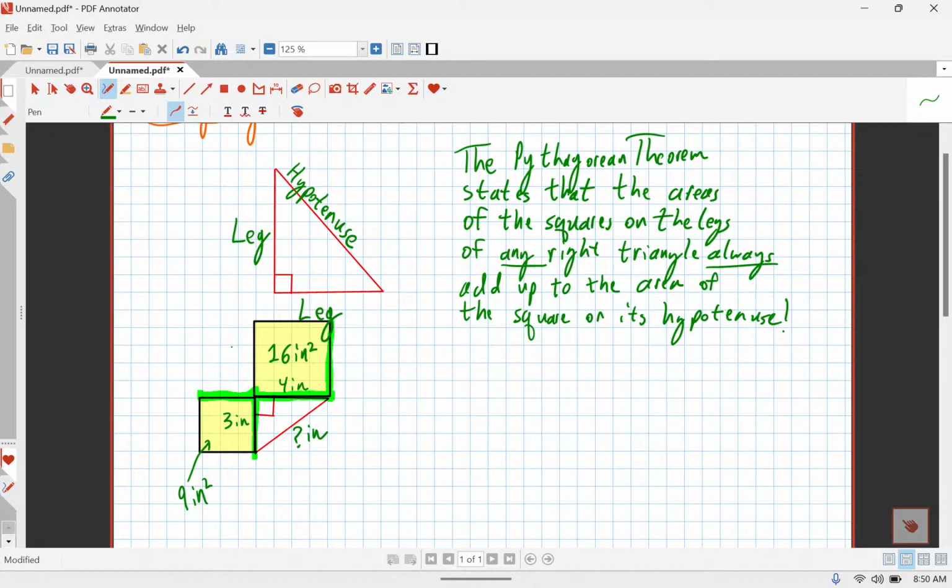This is the important part. Read the Pythagorean theorem again. The Pythagorean theorem states that the area of the squares on the legs of any right triangle always add up to the area of the square on its hypotenuse. I know the area of the squares on the legs of this right triangle. How could I use the Pythagorean theorem to find out the area of the square on its hypotenuse? Take a moment to read that sentence and think about how I could use 16 and 9 to come up with the area of the square on the hypotenuse. Give it a try.